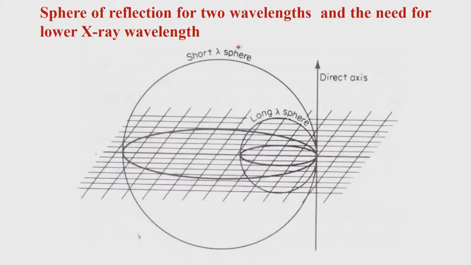That means, if we use shorter wavelengths, shorter lambda, we will have a larger sphere of reflection, and for a long lambda, the longer values of lambda, we will have a smaller sphere of reflection. So, the larger this sphere of reflection, the better it is. So, between copper and molybdenum, molybdenum is the preferred radiation for determining crystal structures in general.